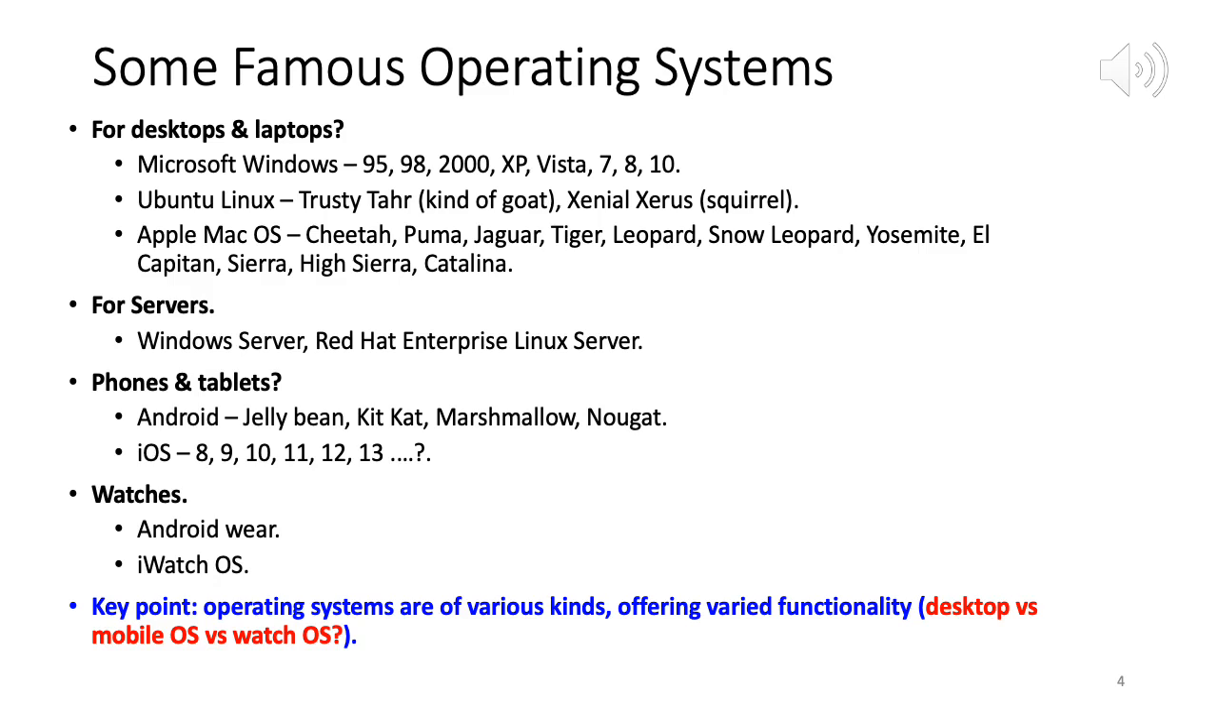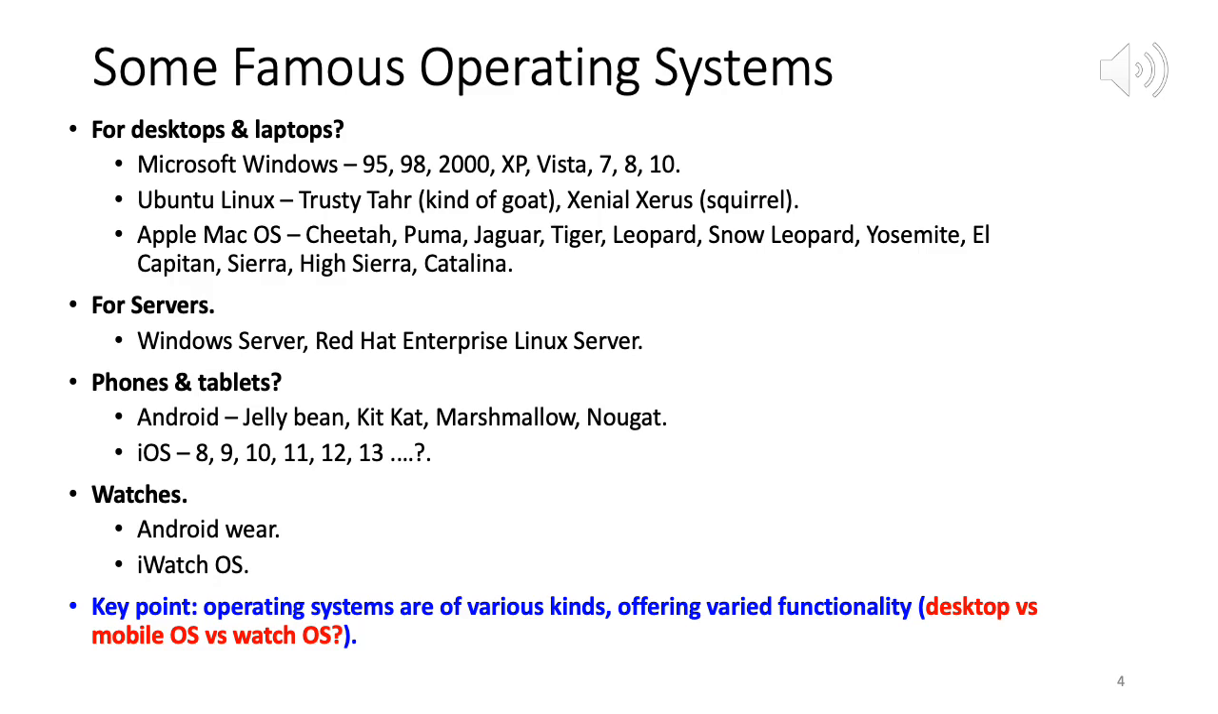Some famous operating systems, right? So we probably know the answer to all of these questions. So what are some famous operating systems for desktops and laptops? So we already know. For Microsoft Windows, we have 95, 98, 2000, XP, Vista, 7, 8, 10. So as we move from left to right, we are talking about newer and newer versions of the operating system.